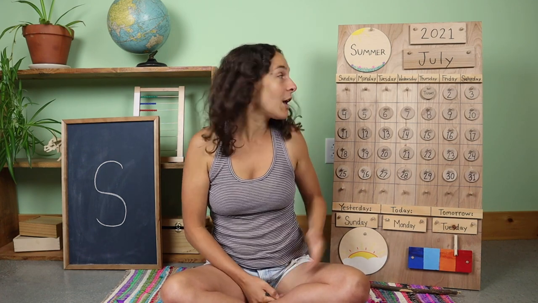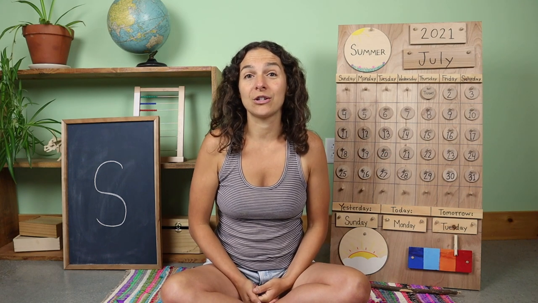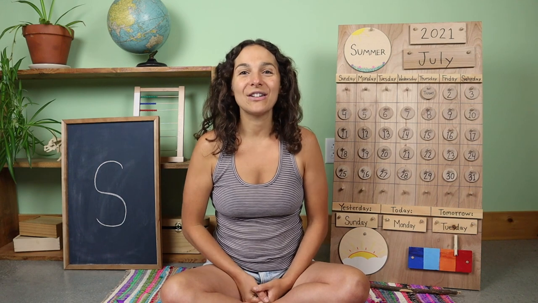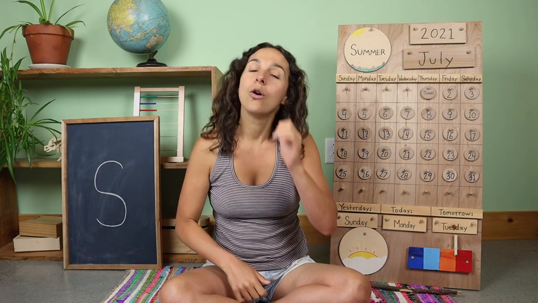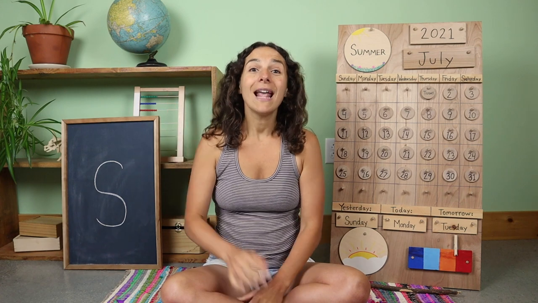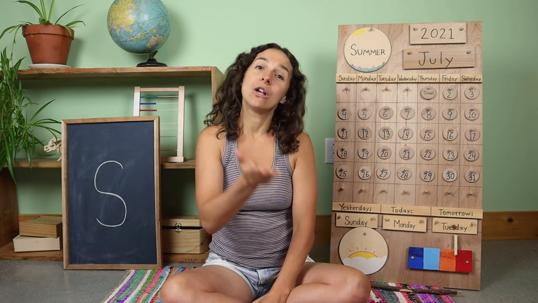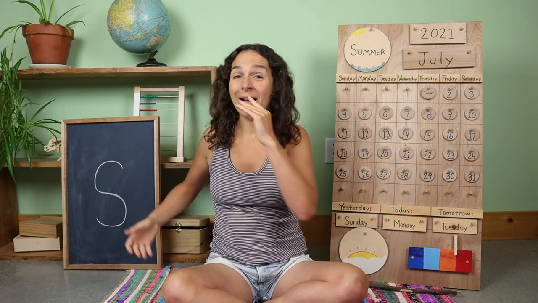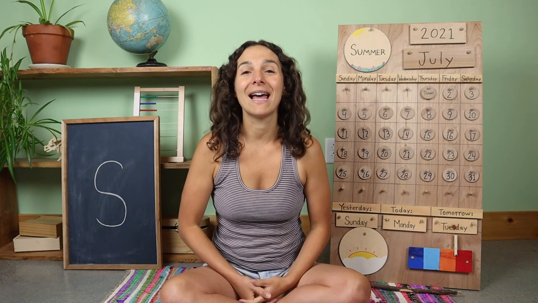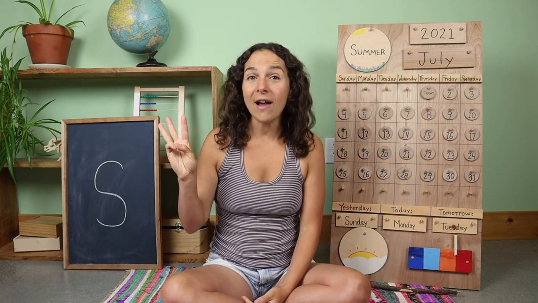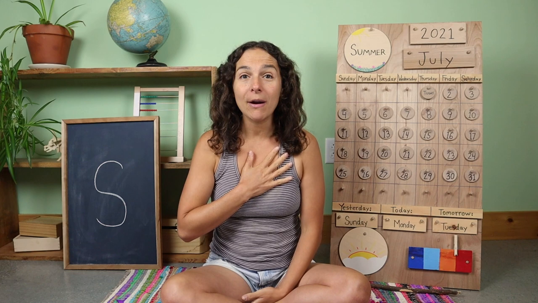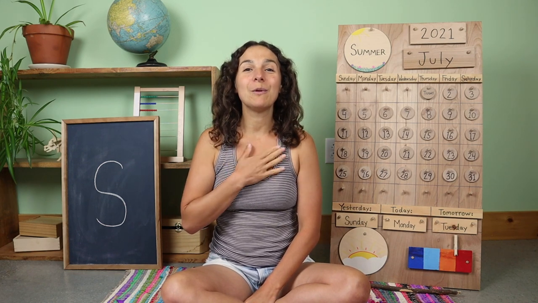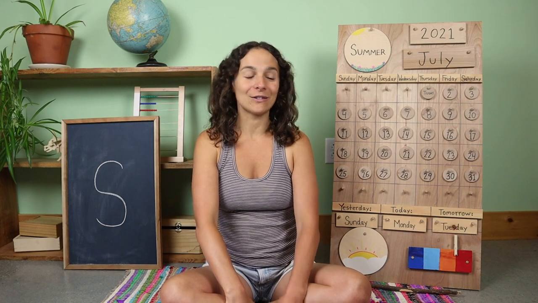Good morning, friends. Before we get started with the calendar and weather chart, there are three things that we need to do quickly. Number one, let's turn on our listening ears. Number two, it's time to put on our thinking hats. So you look for your thinking hat. Let's see. Mine is right here behind me. I'm going to take it and put it on top of my head. And the third and final thing that we need to do is warm up our hearts like this. Boom, boom, boom, boom, boom, boom. And now we're ready for circle time.